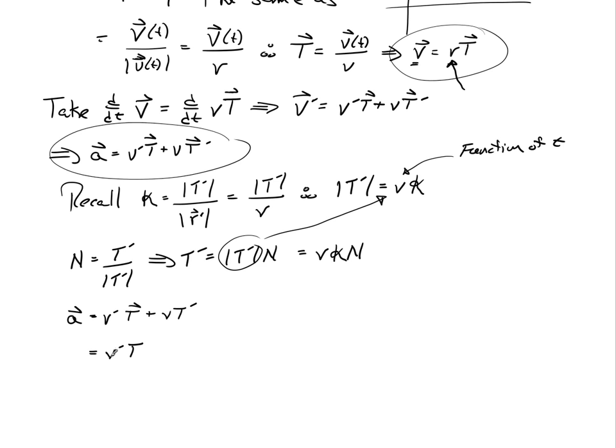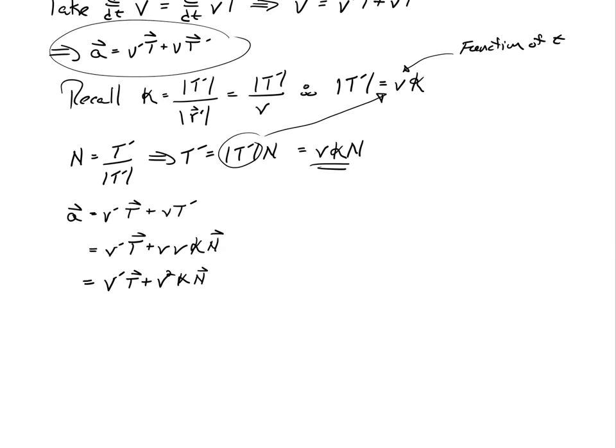But now I can rewrite this as being equal to v prime T. Again, this is a function of t, but it is not a vector. Plus, well, T prime is right here, so this is v times v kappa N, which of course I'm not going to leave like that. I'd write this as v prime T plus, of course, N is a normal vector, v squared kappa, which is a curvature, N.